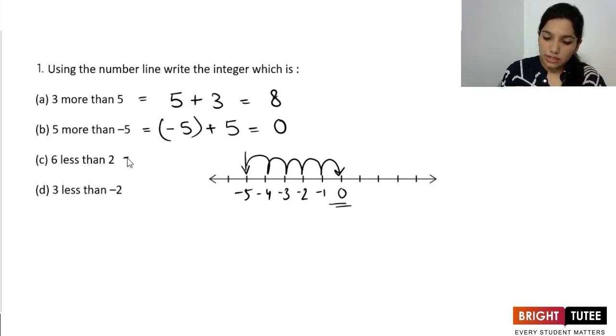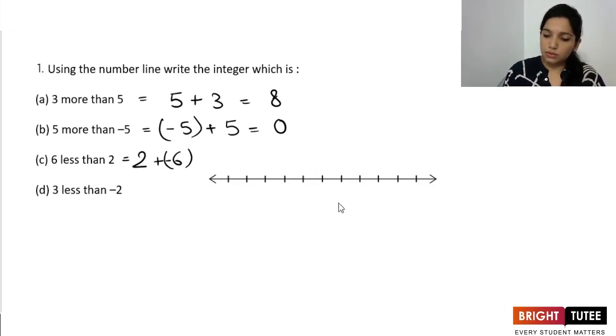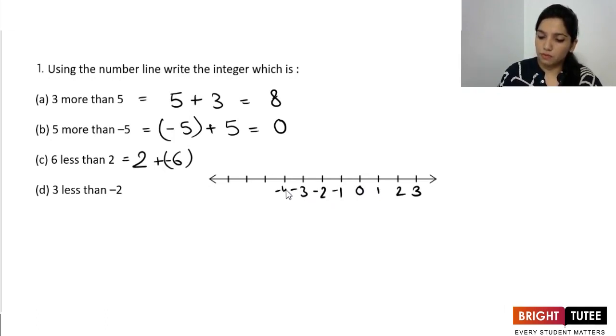Now the next one says 6 less than 2. So it is 2 added to a minus 6. You can write it this way. Now 2 added to a minus 6, let's use the number line to do this, as the question says. Let's say this is 0, this is 1, 2 and 3, minus 1, minus 2, minus 3, minus 4, minus 5, minus 6, minus 7. So starting from 2, let's move to the left: 1, 2, 3, 4, 5, 6 steps. And we end up on minus 4.